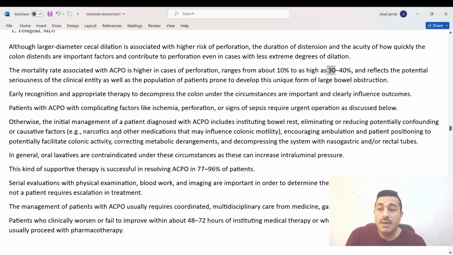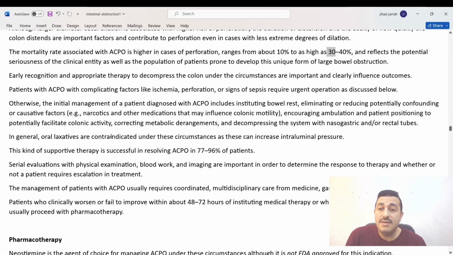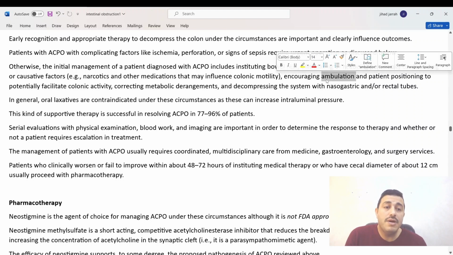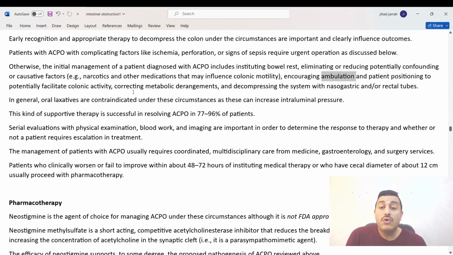What else do we have to notice? The medical treatment includes bowel rest, and also treating the causative, underlying condition. For example, if the patient is taking narcotics, we have to stop them. If the patient has thyroid disease or hypothyroidism, we have to treat it. We have to encourage ambulation, and correct the metabolic derangements if they are present.